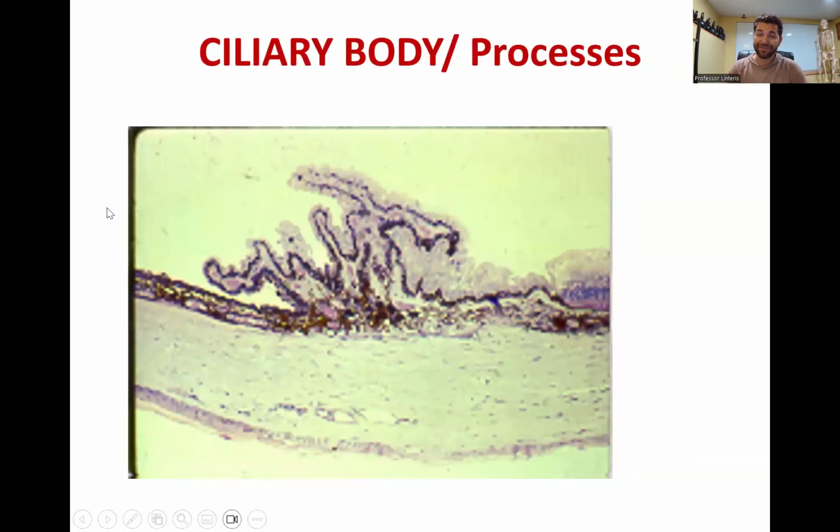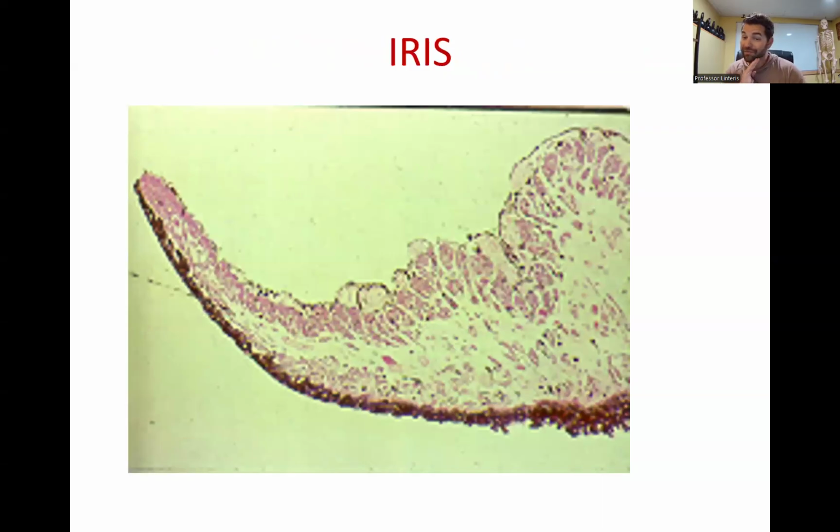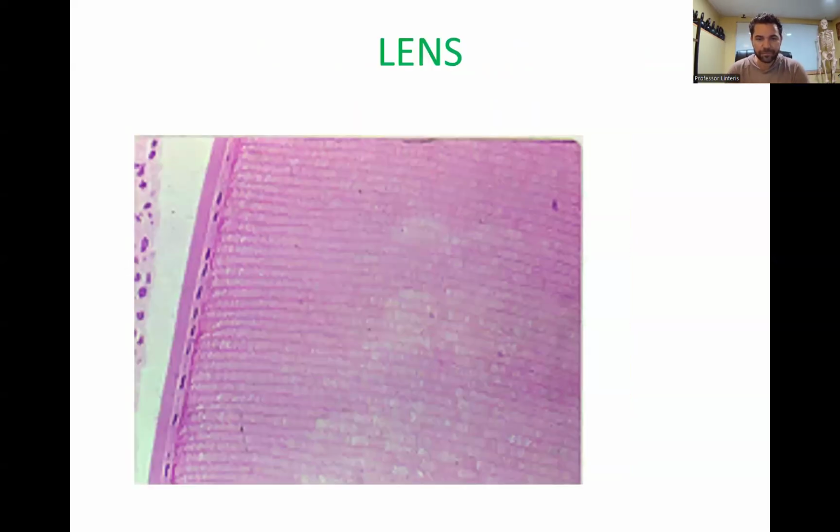This is a picture of the ciliary body or ciliary processes, those little things I talked about that pull on the lens. This is a picture of the iris, right? Those muscles that we'll discuss in a little bit. We already kind of talked about them too. This is a picture of the lens. It's made of crystalline proteins and things like that, clearly very, very important. But this is what the lens looks like under a microscope.